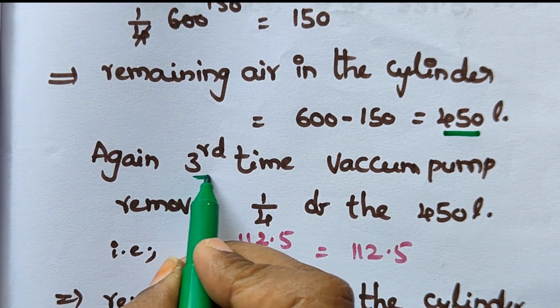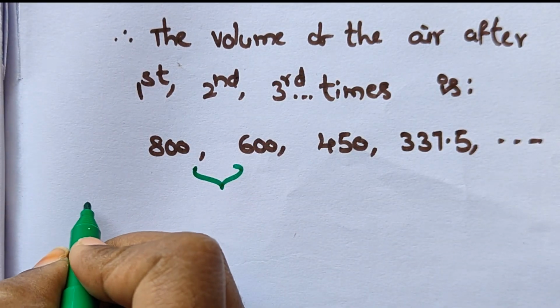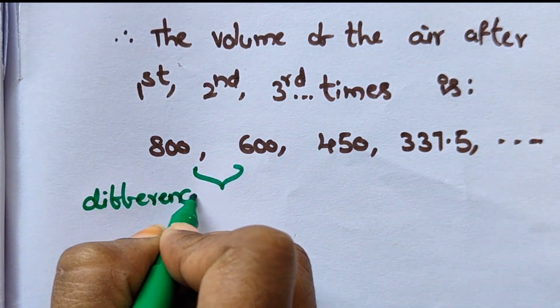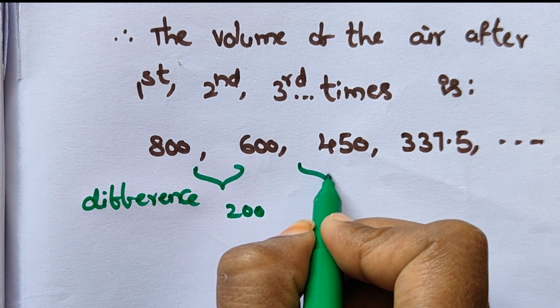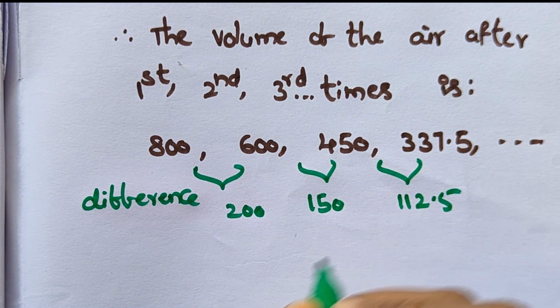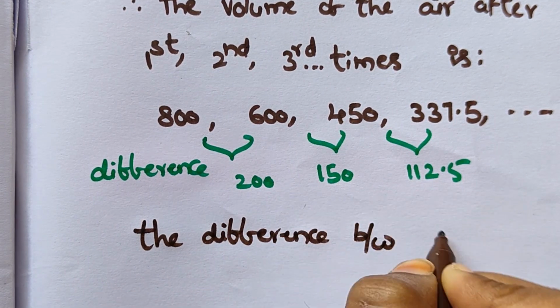Now we have to check the list forms arithmetic progression or not. Have to check the difference between two successive terms. 800 and 600 has 200, these two has 150 difference, and 450 and 337.5 has 112.5 difference.